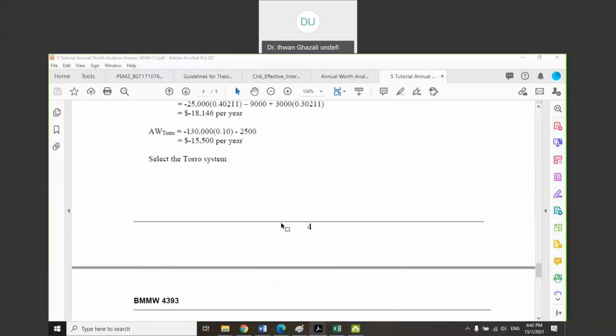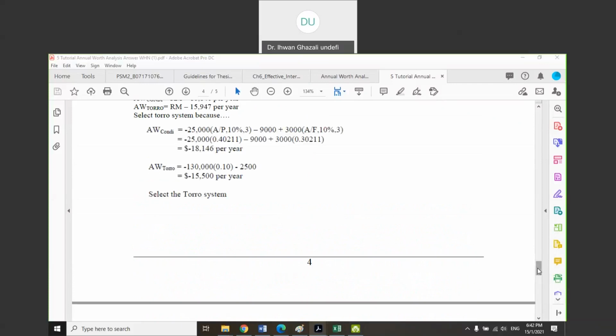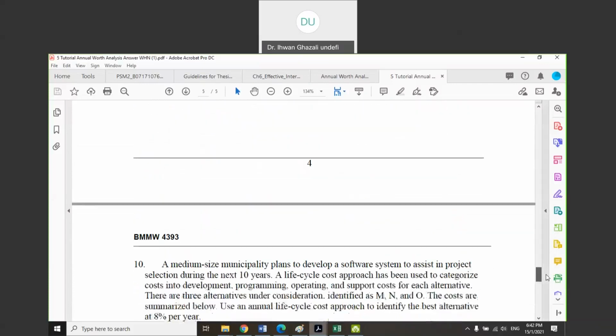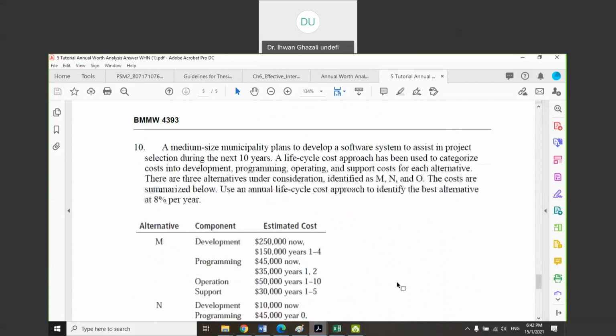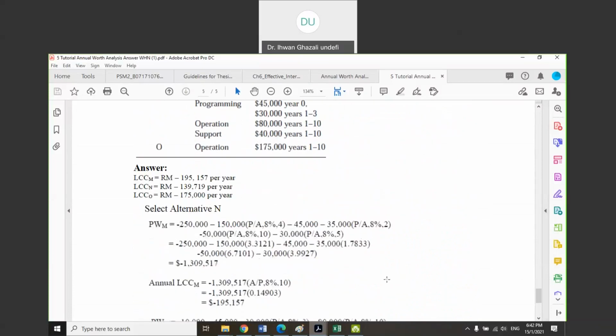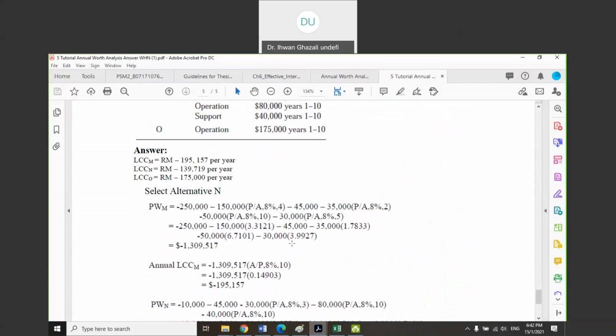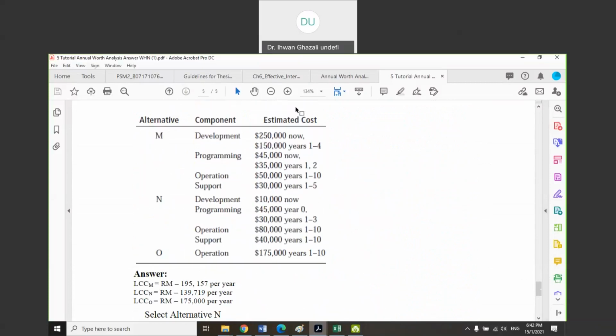For the next 10 and the others question, maybe you can read by yourself and try to analyze the question and answer. This is clearly very clear to explain to you. If you understand, then we discuss together. All right, we go to tutorial 6.